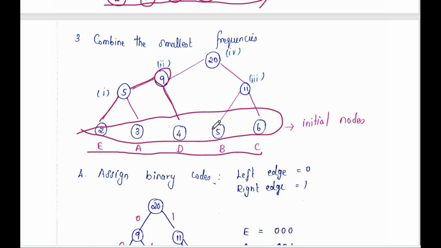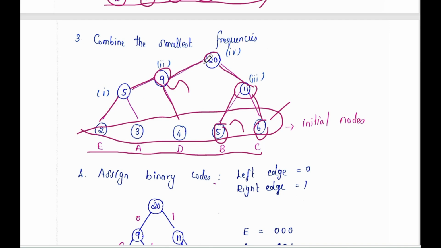Then the next minimum is 5, 6, right? Here 9 is there, here 5, here 5, 6. So this is the next minimum frequency. So combine both frequencies and make it one new node. What is the new value here? 5 plus 6, 11. Finally 9, 11. We combine these two smallest frequencies.